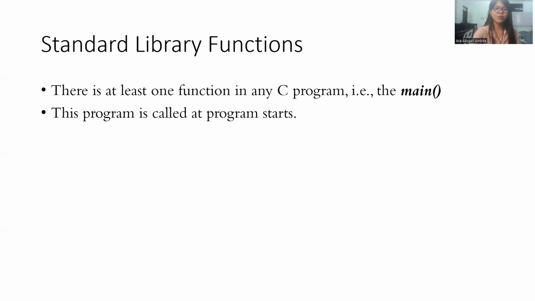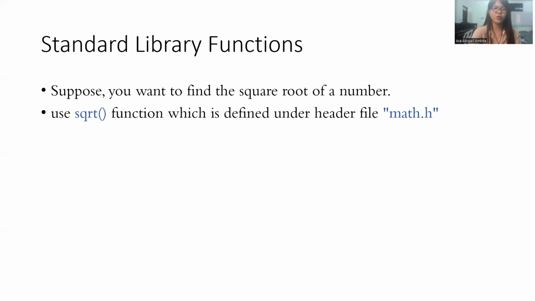There is at least one function in any C program, which is the main. This is where the program is called when it begins. Okay, so let's have an example.